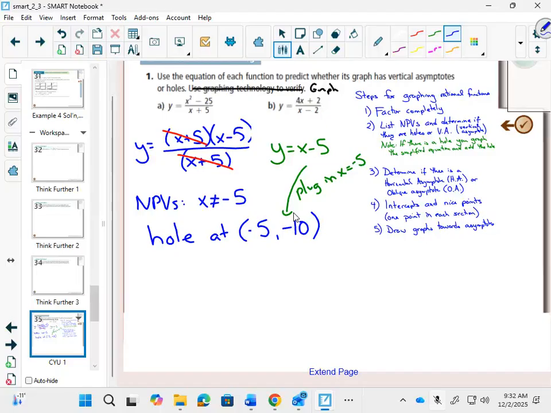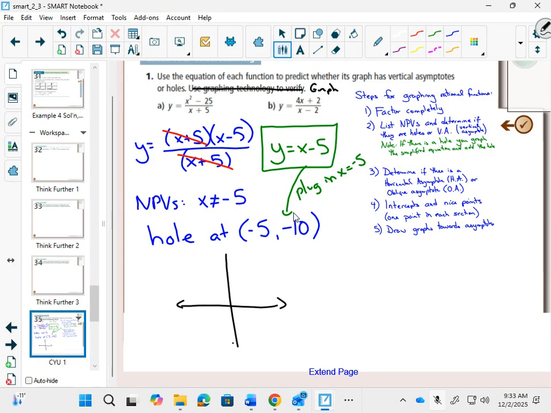So you list your non-permissible values and determine if they're holes or vertical asymptotes. That's step 2. Note, if there is a hole, you graph the simplified equation. So now we're going to be graphing this. That is no longer a rational equation. That is a straight line, a straight line right from grade 10. You know how to graph straight lines, hopefully, from grade 10. You don't even have to do steps 3, 4, and 5 in these because you no longer have steps for graphing rational functions. It's over. It's a line. So I draw my line.